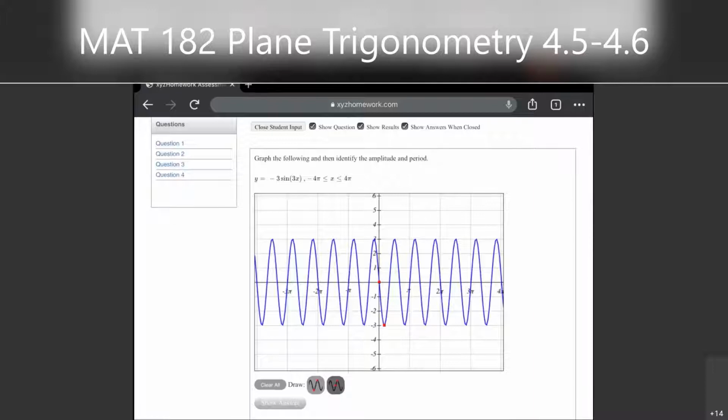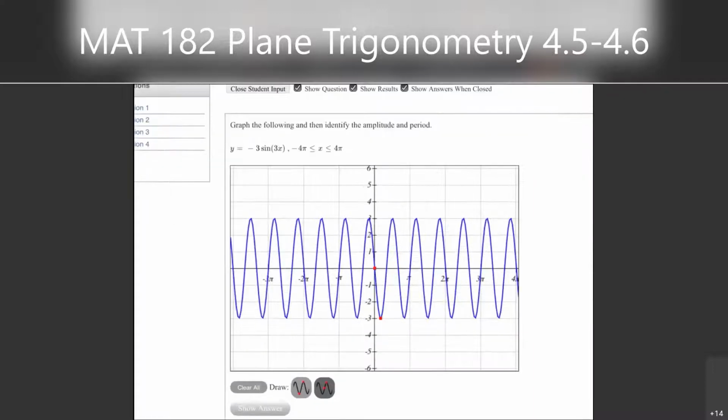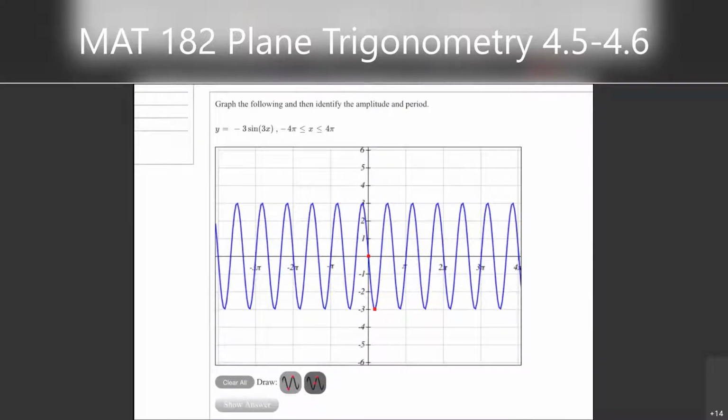All right. Are there any other questions for this specific problem? Everybody feeling okay with the amplitude and then the period change?